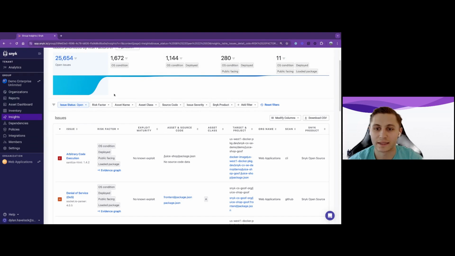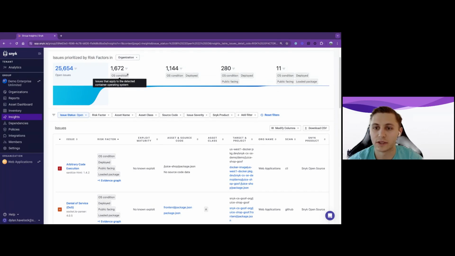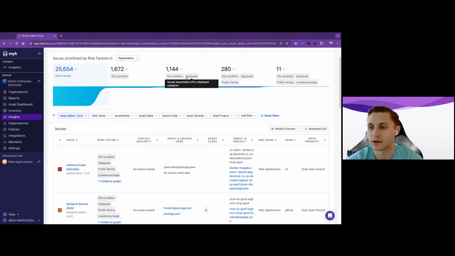Right, so actually looking at these different risk factors, the first one that we can use to help pare down from that initial 25,000 issue count is the OS condition. Right, so we can actually look at what the vulnerability is and see if it exists on a container that actually has the applicable operating system to make it exploitable. Furthermore, we can then see if that container image is actually deployed in our cluster. We can even see is the deployed container public facing with a path to the open internet.